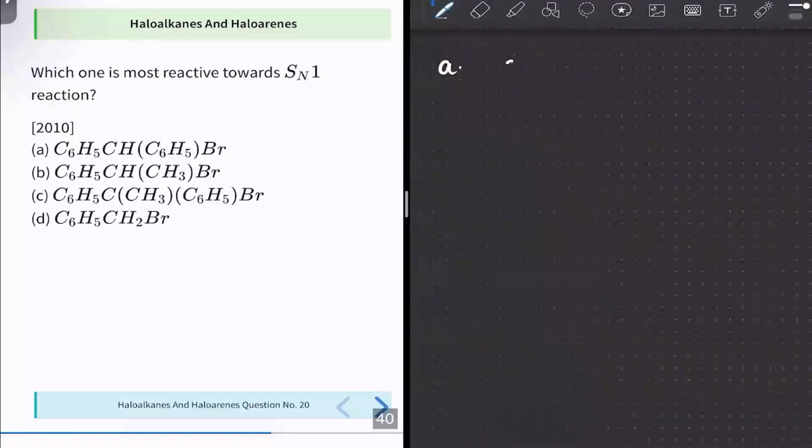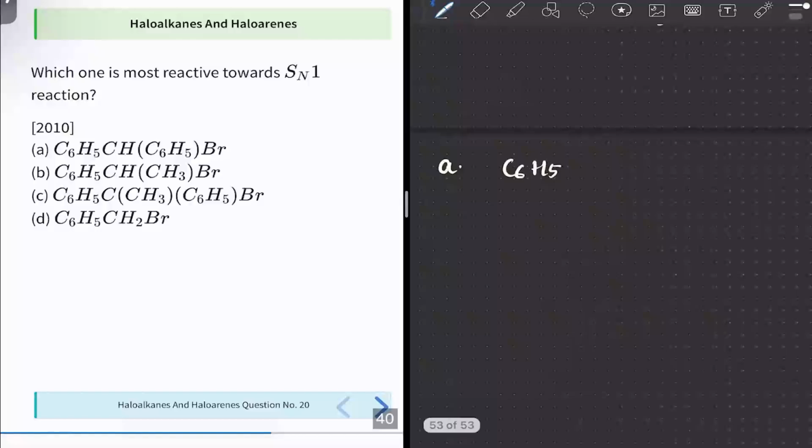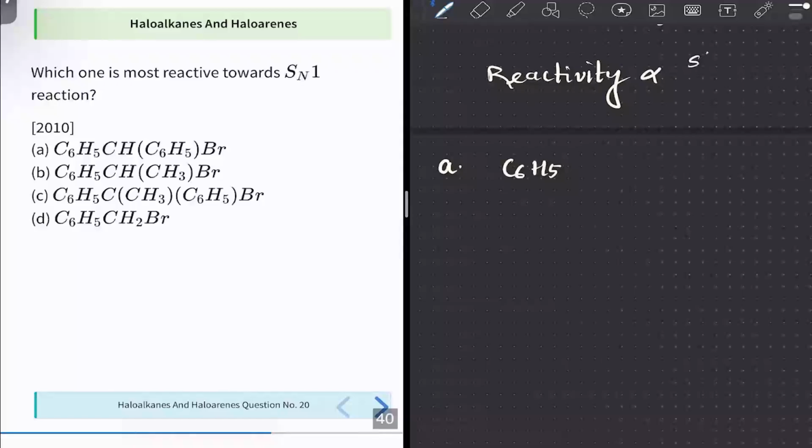Option A is given. The conclusion is about reactivity in the SN1 reaction, not in SN2, as for SN2 there will be other criteria. In SN1, reactivity is directly proportional to the stability of the carbocation.